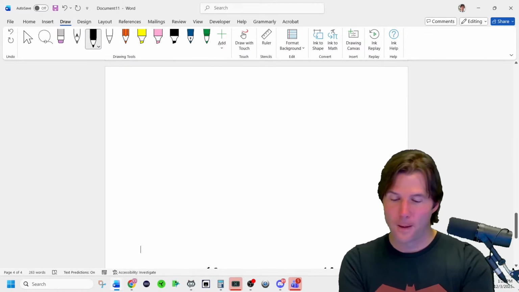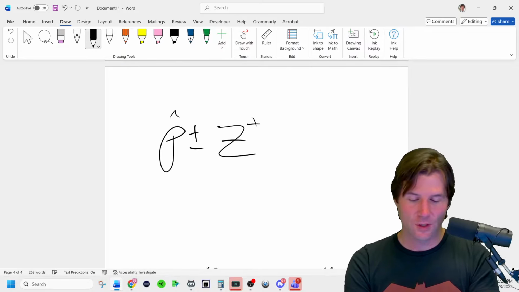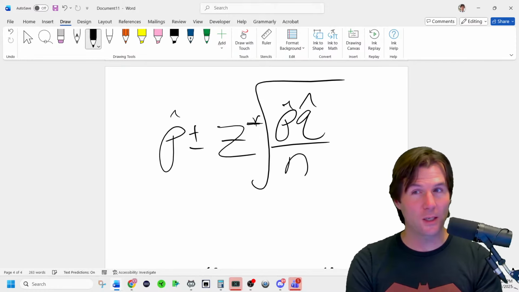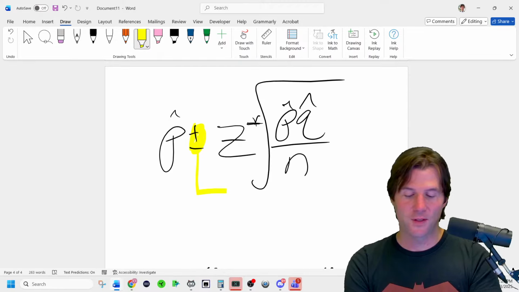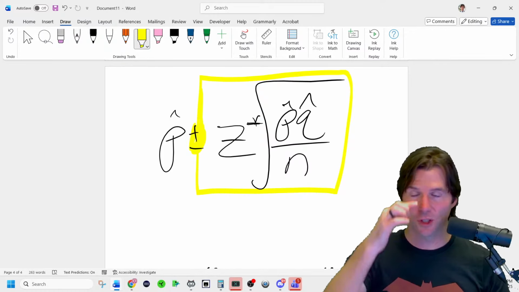There's my pen. p hat plus or minus z star times the square root of p hat q hat over n. Now, while it's true that p hat and q hat are part of the margin of error, we really only focus in on the z and the n for how it affects the precision.